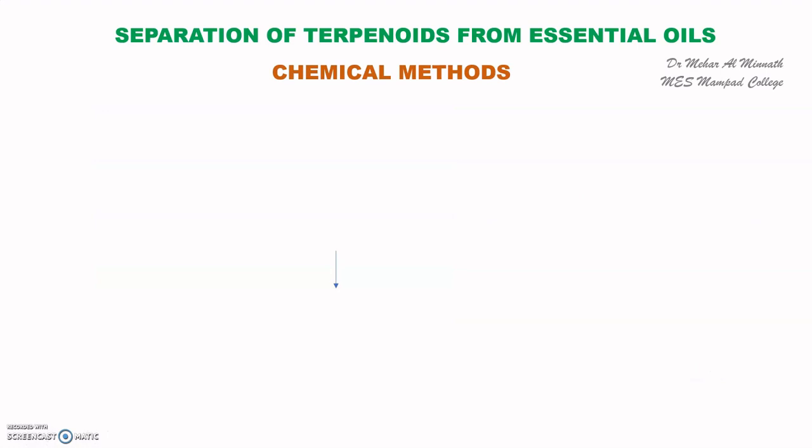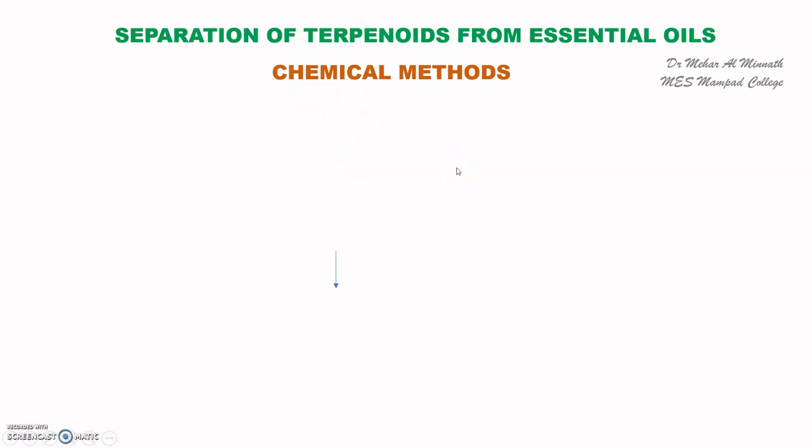Now coming to the separation of terpenoids from essential oils. That's the next step in order to get the terpenoids. Now we can separate terpenoids from essential oils by 2 methods, that is either by chemical method or by physical method. Let's go for the chemical methods.